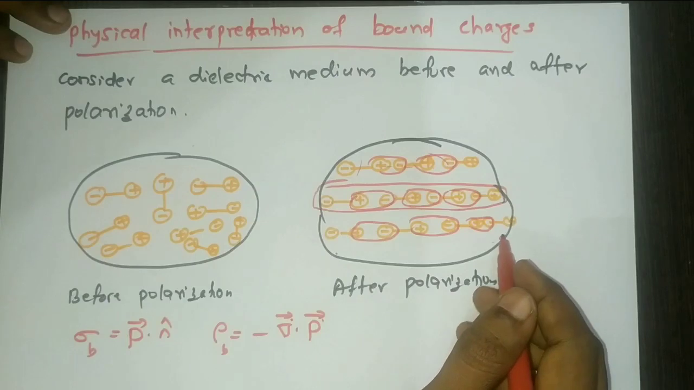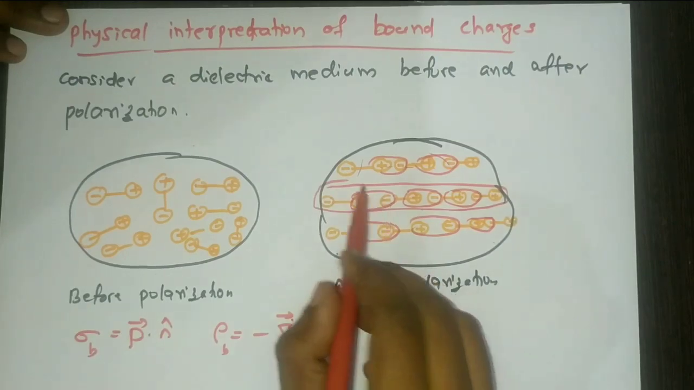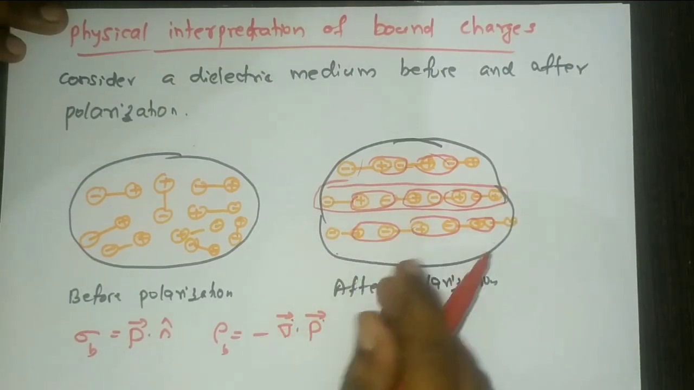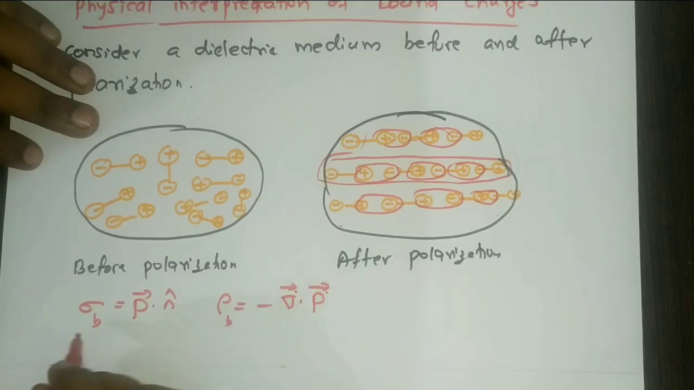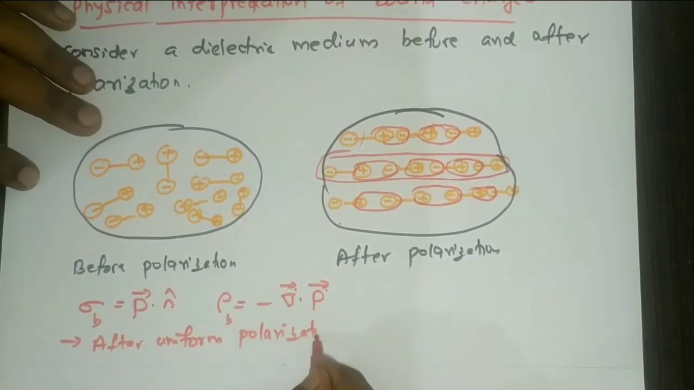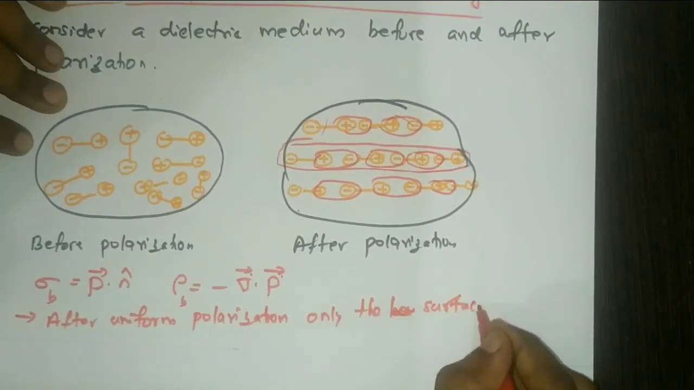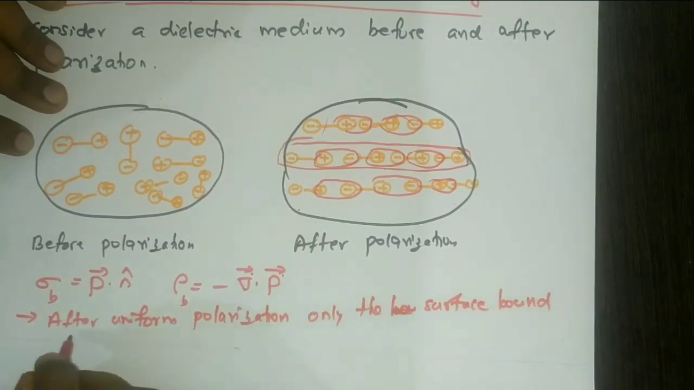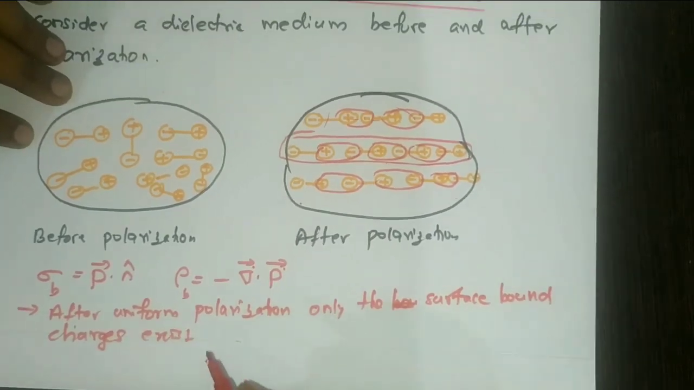Okay, that is, to have the volume bound charges, the polarization must be non-uniform. Okay, let me note down. That is, after uniform polarization, only the surface bound charges exist.